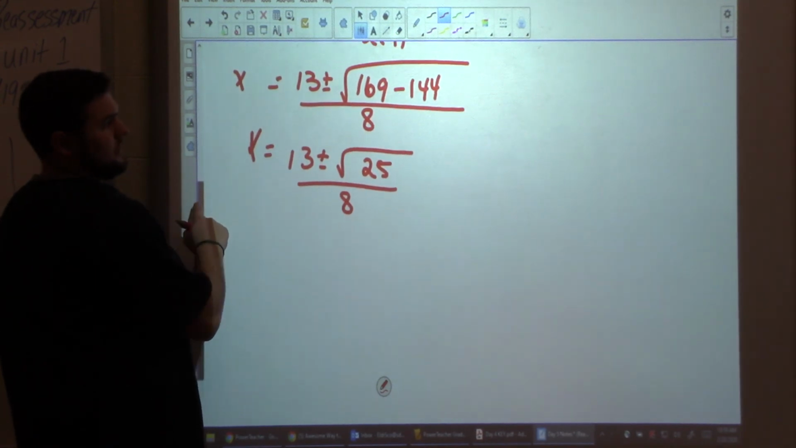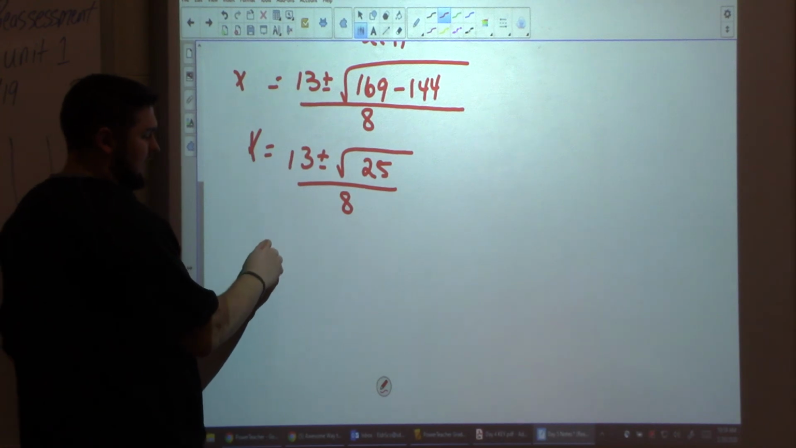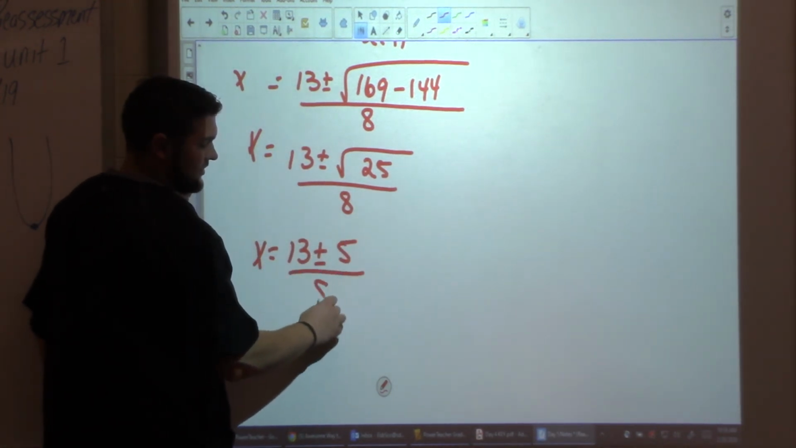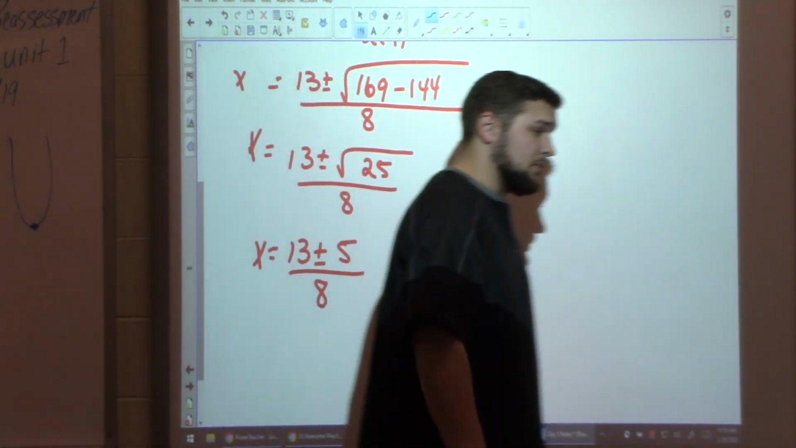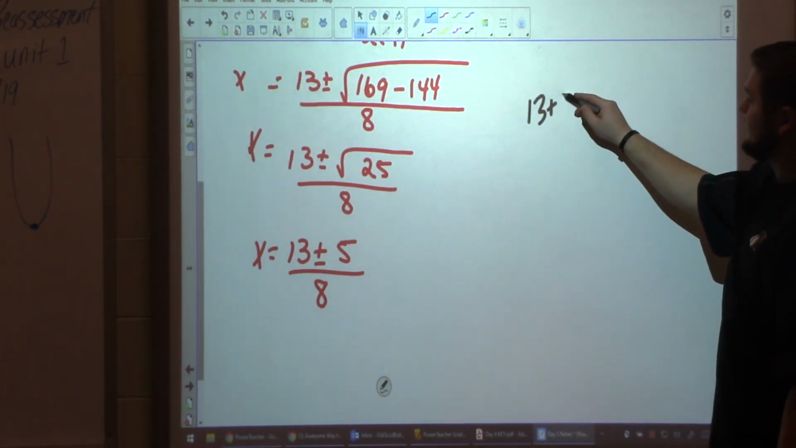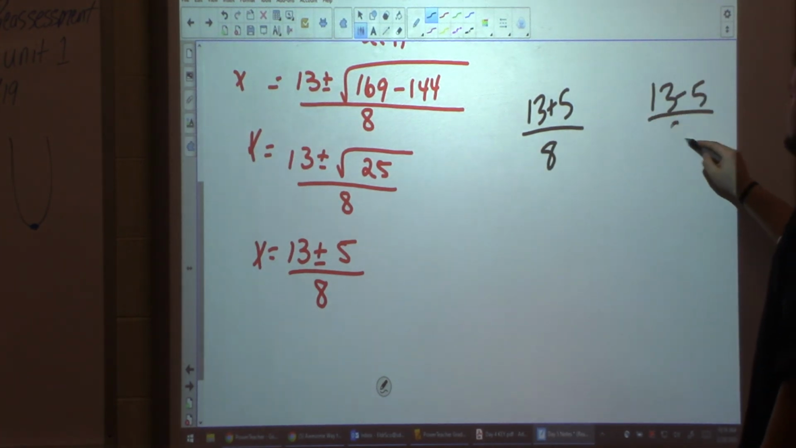Am I going too fast or are we good? No. Okay, the square root of 25 is 5, right? Yeah. So I get 13 plus or minus 5 over 8. From this point, I can split it up and I can solve it pretty easily. I'm going to do 13 plus 5 over 8, and I'm going to do 13 minus 5 over 8.